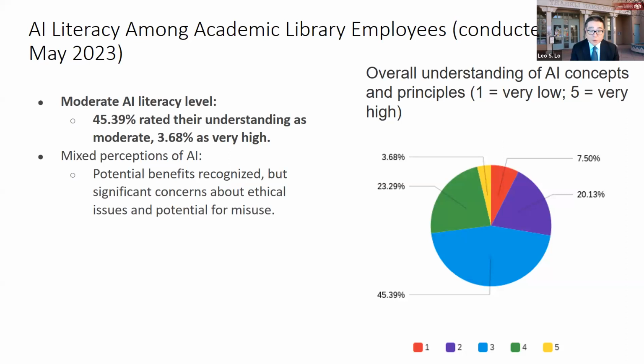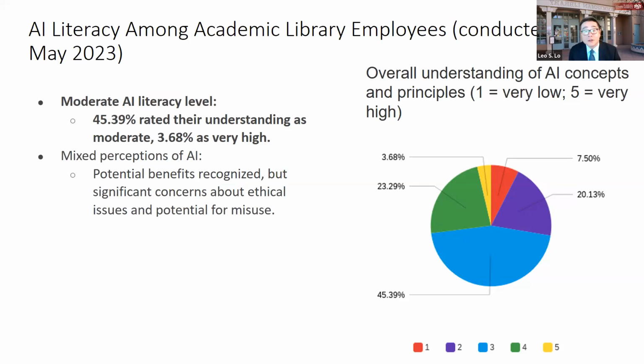And the survey also sought to understand their concerns about ethical and privacy issues related to AI, their interest in AI training, and the readiness of their libraries to adopt AI. So this information helps us identify areas of strength and opportunities for improvement, and ultimately, hopefully, informs the creation of a comprehensive framework for AI literacy in librarianship.